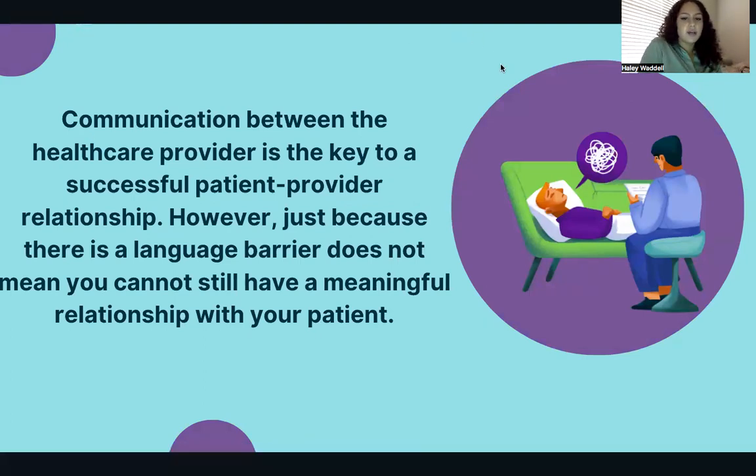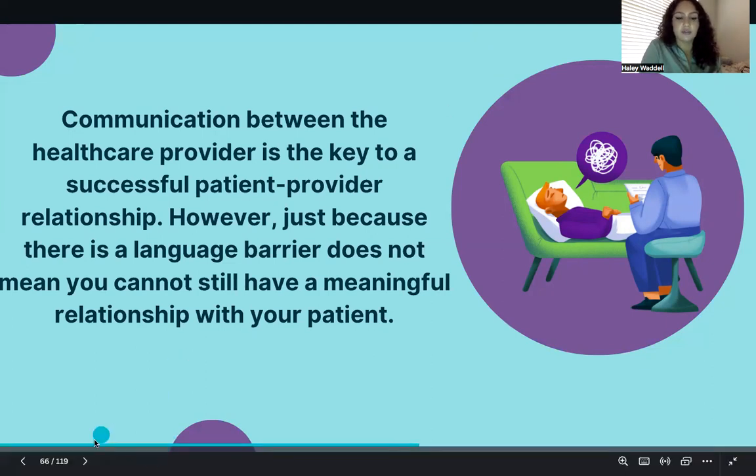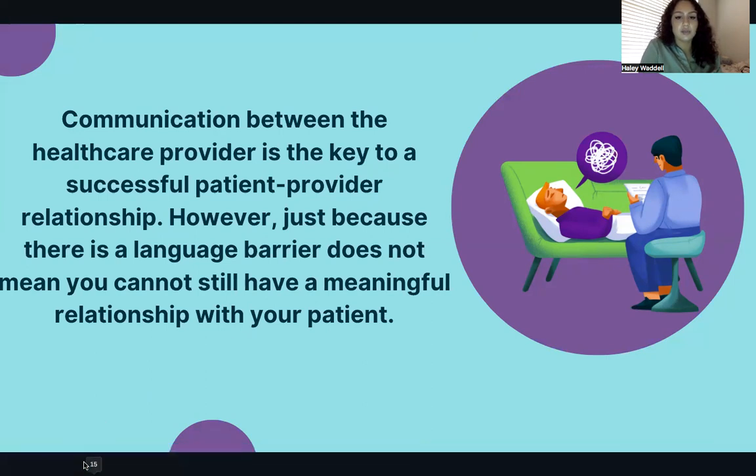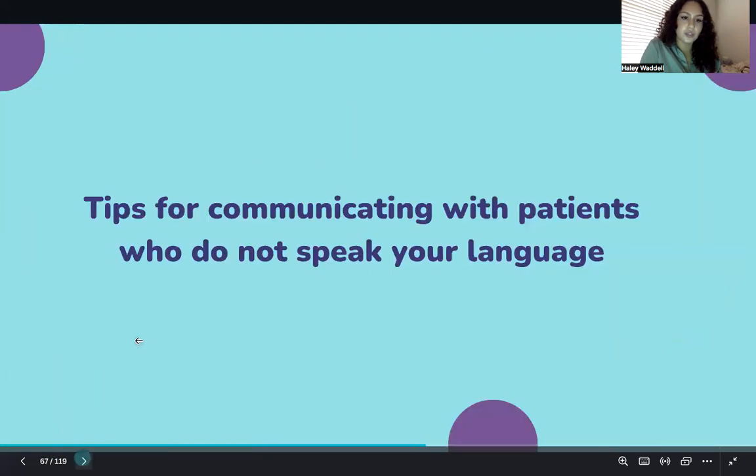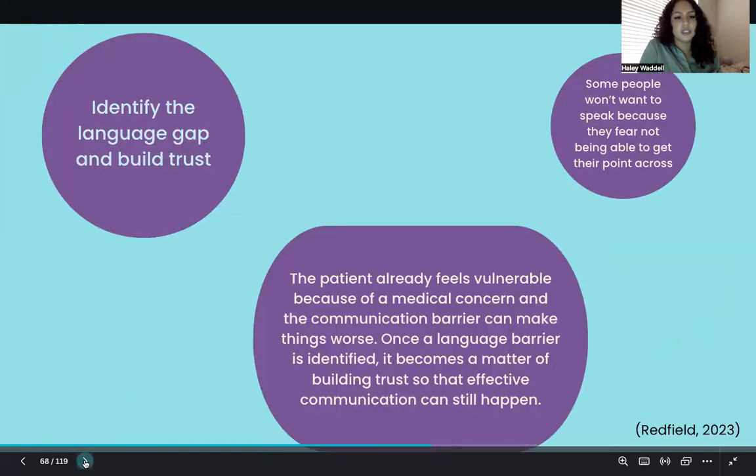Communication between the healthcare provider and patient is the key to a successful patient-provider relationship. However, just because there's a language barrier does not mean you cannot still have a meaningful relationship with your patient. Obviously, they need to hear what you're saying, and you need to understand them and what's going on with them. But there are other ways to still have that relationship with them.